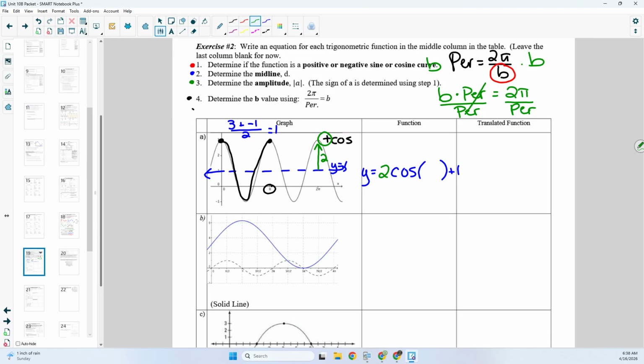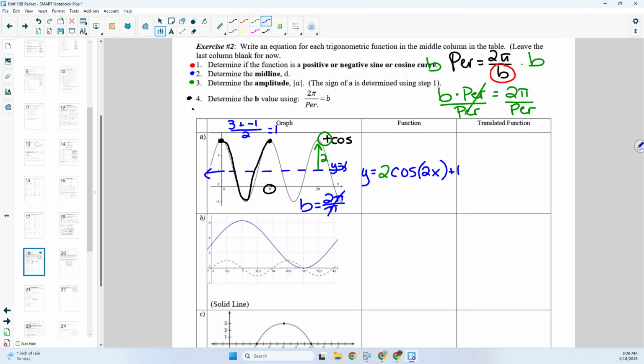So it actually works the same way. If I want to find the period, I do 2 pi over b. If I want to find the b, I do 2 pi over the period. So since I think my period is pi, to find the b value, I do 2 pi divided by the period, and so I get 2. So in here, I'm going to write 2, and whatever variable I choose, I'm just going to write x.